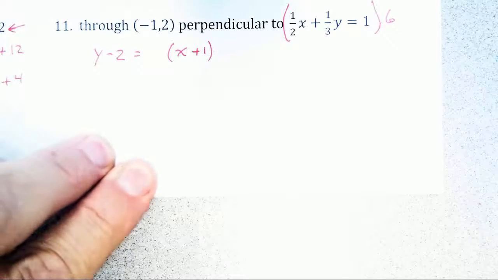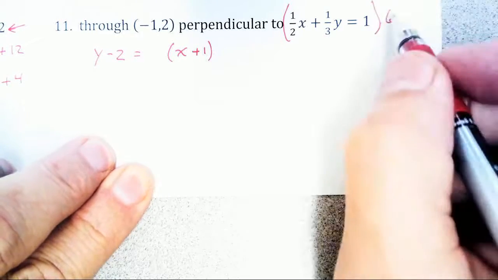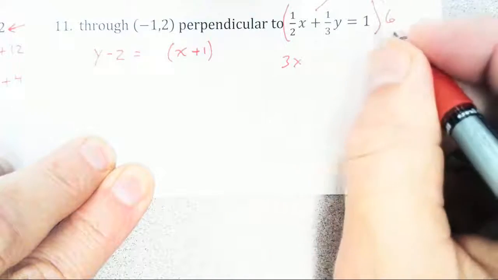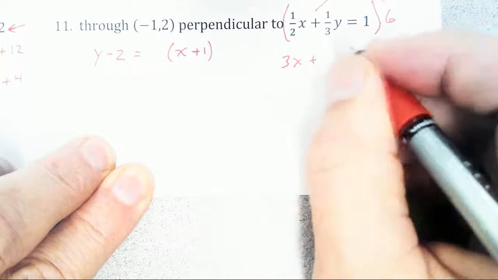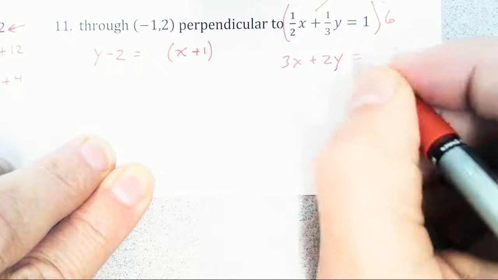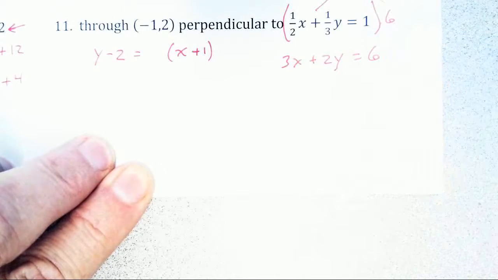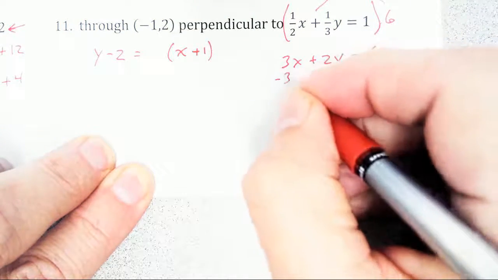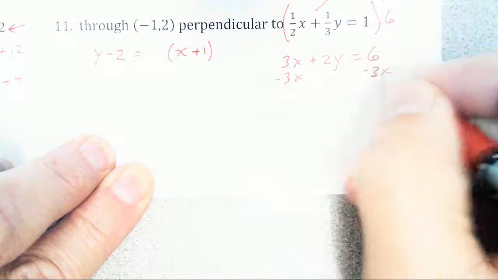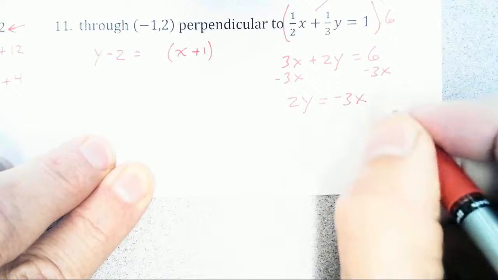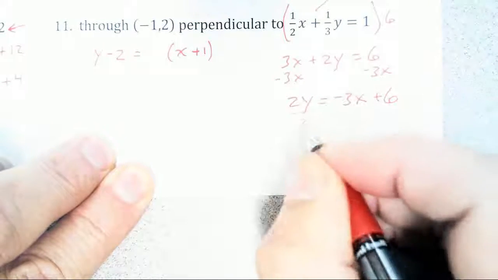When I distribute 6 to the first term, 6 divided by 2, 3, I get 3x. When I distribute 6 to the y's, 6 divided by 3, 2y, equals 6 times 1, 6. Again, I'm not saying you have to do that, I'm just showing you something here. I want to get y alone, subtract 3x, subtract 3x. I have 2y is negative 3x, plus a positive 6.